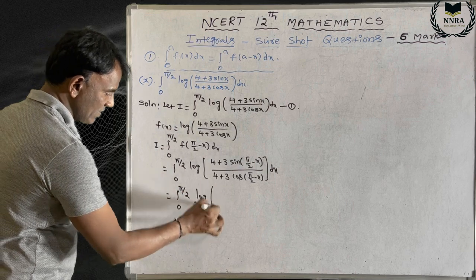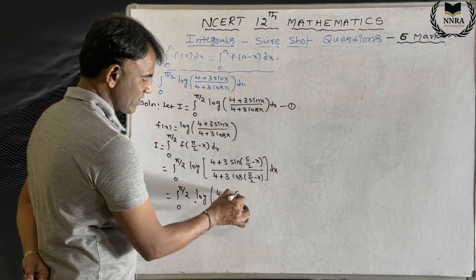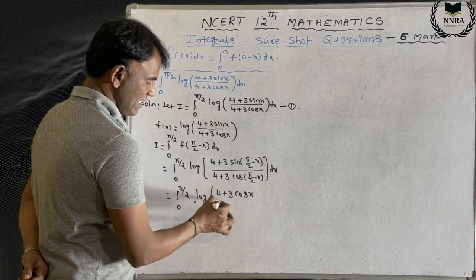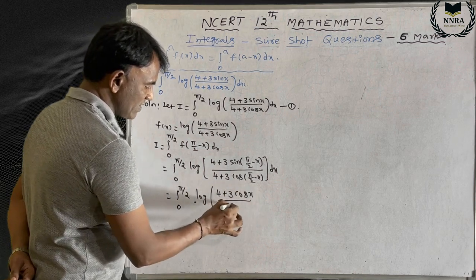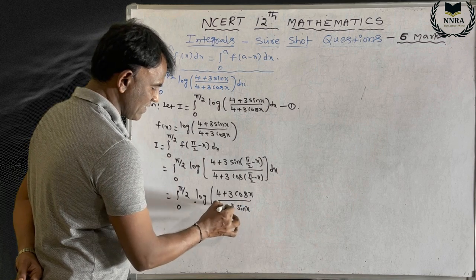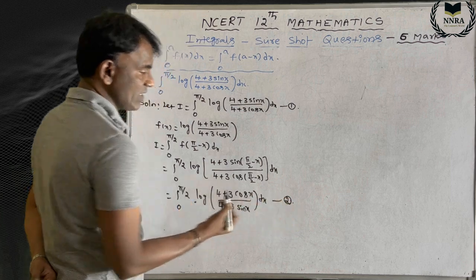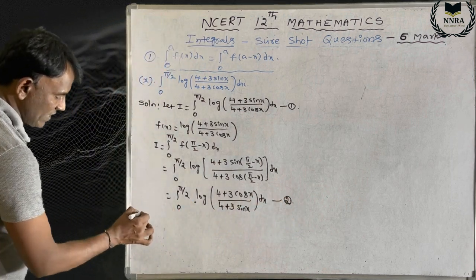So that is integral 0 to pi by 2, now log of 4 plus 3. What is sin of pi by 2 minus x? Cos x, right? And the denominator, 4 plus 3 into cos of pi by 2 minus x, can be written as sin x. Then into dx. Now it is equation number 2. Now 1 plus 2, na?